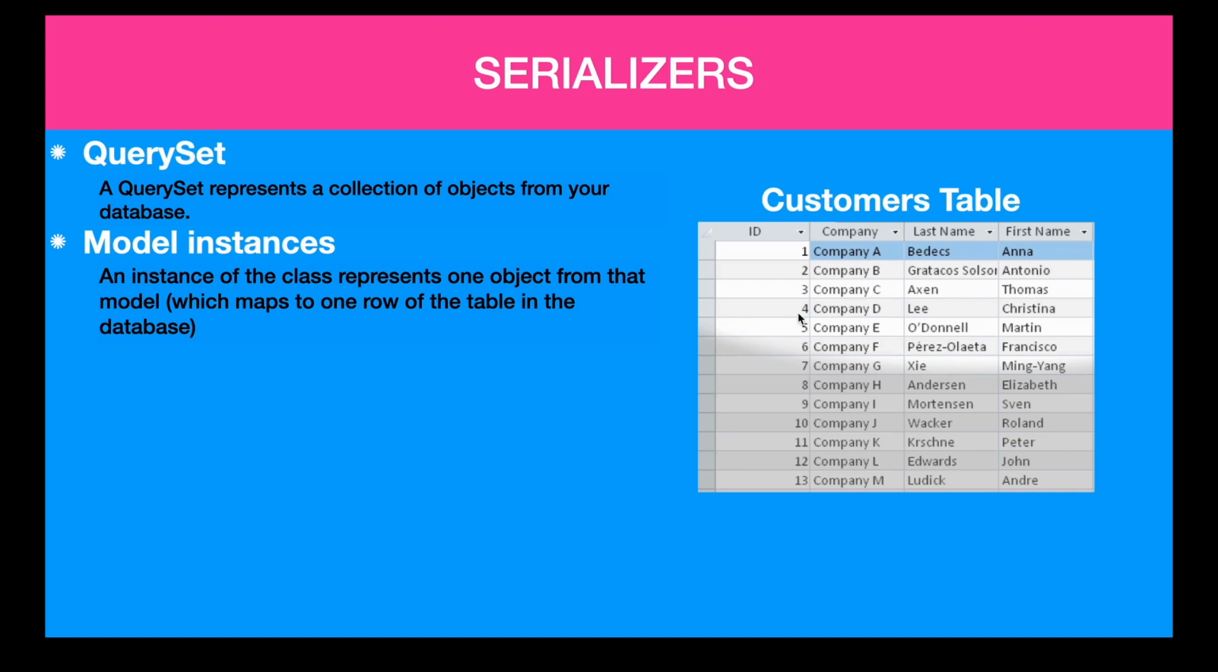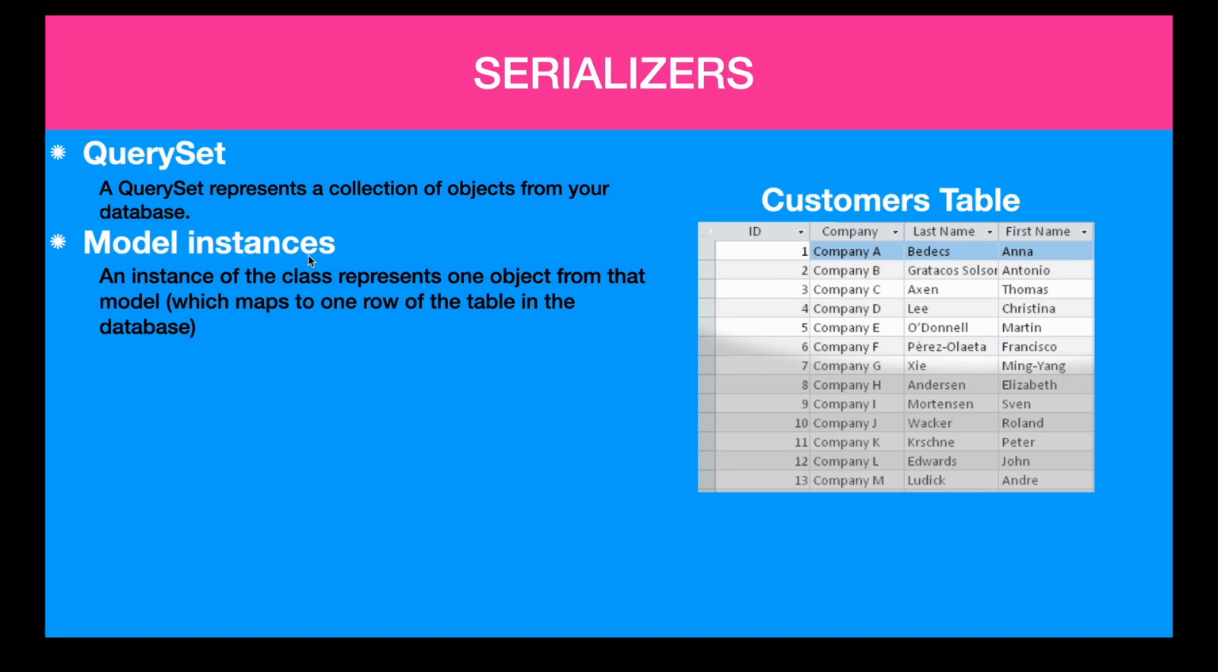But if I just say select from the customers table where the ID is, for example, 1 or 2 or whatever I call, it will take just one row for me. So it will fetch just row 1. So it will give me the company A, the last name and the first name of that user. So to fetch just one row, we call this a model instance, which maps to one row of the table in the database. So one row of the table in the database.